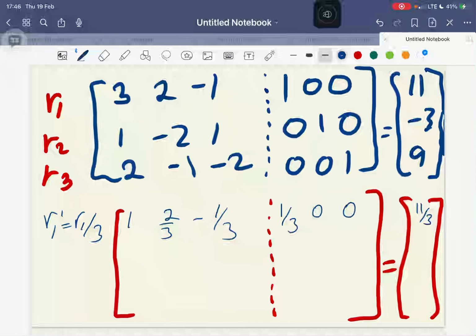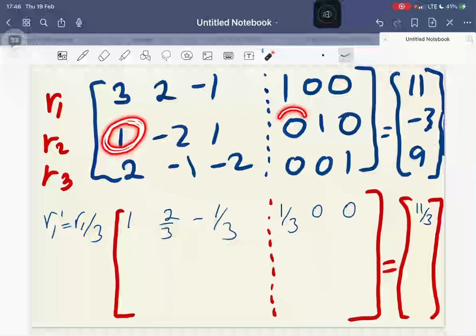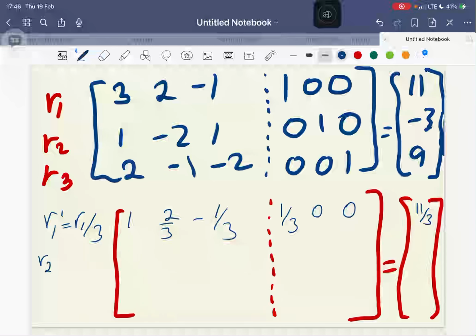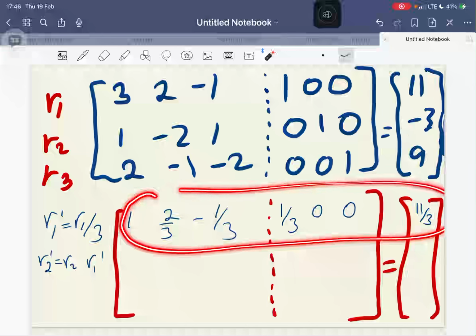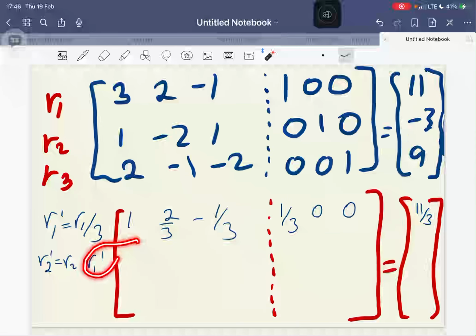Now we make use of equation 1 prime to eliminate this 1. This is 1, and what we need is 0 there, right? So we'll now write some operation here involving our R2. Our new R2 will now be R2 with R1 prime, the new R1 prime we have just modified. We'll make use of it here in order to create 0 here.